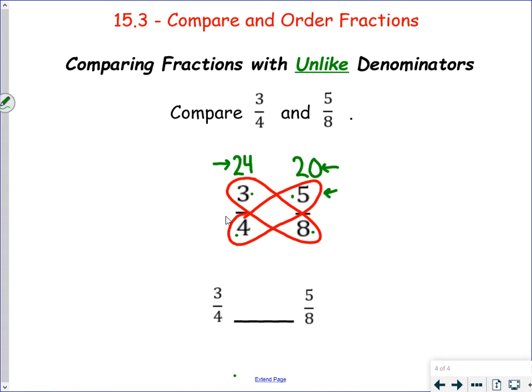Okay. So now, which one is bigger? 3/4 or 5/8? Okay. So the 24 is above the 3/4. Okay. So I know that 24 is bigger than 20, and the 24 belongs to the 3/4. So 3/4 is greater than 5/8.